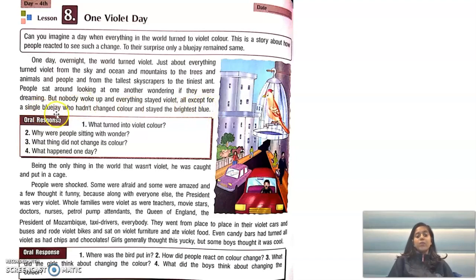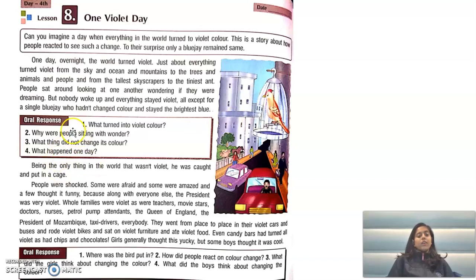All except for a single blue jay who hadn't changed color and stayed the brightest blue. So the whole world changed to violet, from mountains to trees to people, animals, ants, everything turned violet. But what thing did not turn into violet color? That was a blue jay. Blue jay is a type of bird which is of blue color. This one bird only remained blue, and the rest of the world became violet. Buildings, cars, roads, everything turned violet. And the blue jay stayed the brightest blue.